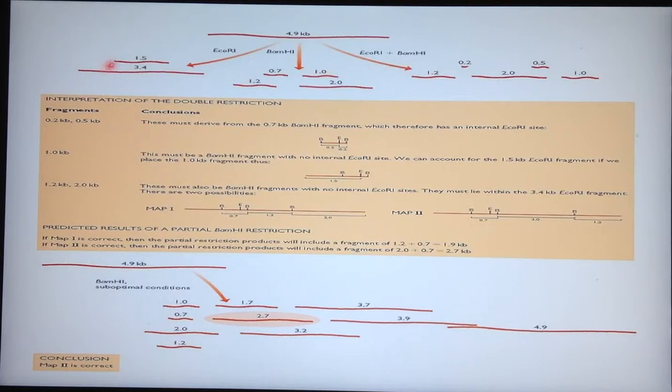That means these fragments must be having BamHI sites in between. So map 1 is created here. In map 1 the different fragments are marked like this. And in map 2 the different fragments are marked like this.